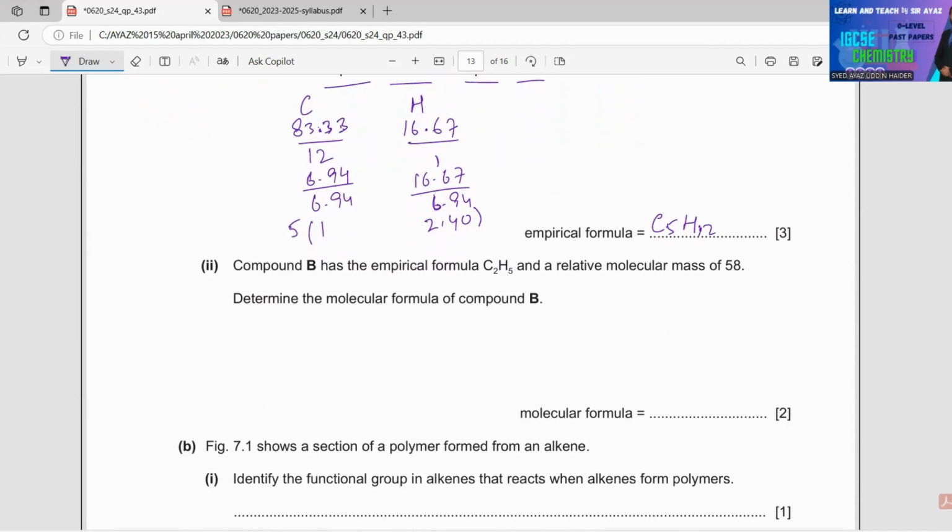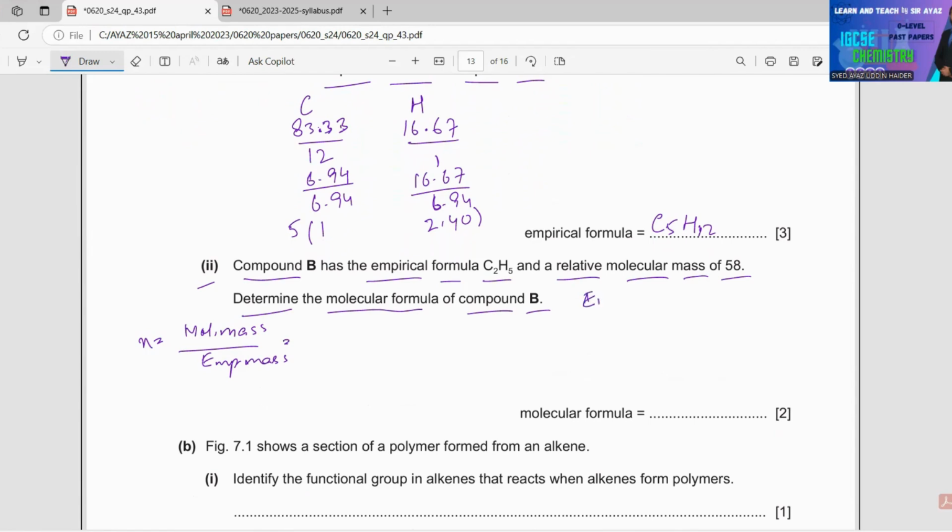Move to next part. Part 2, compound B has empirical formula C2H5 and a relative molecular mass of 58. Determine the molecular formula of compound B. Now we need to find the molecular formula of compound B. For this, we need to find the value of n. n is the number. In order to get the n, we need to divide molecular mass by empirical mass. Empirical formula is provided.